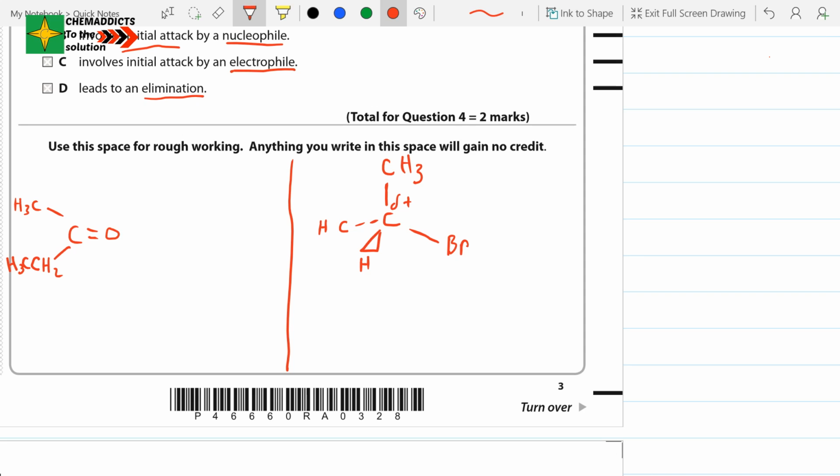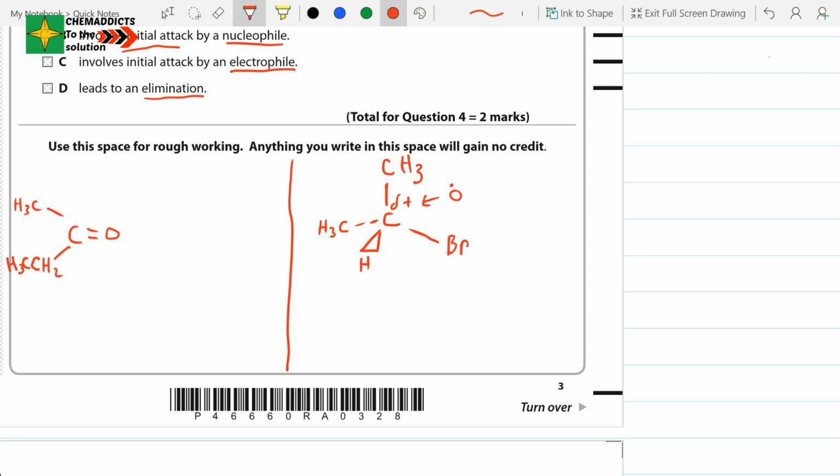CH3. Fine. Now we can see that this is a tetrahedral arrangement around this delta plus carbon atom that is being attacked by a nucleophile. Okay, so now let us compare these two mechanisms. Here we have hydroxide nucleophile.